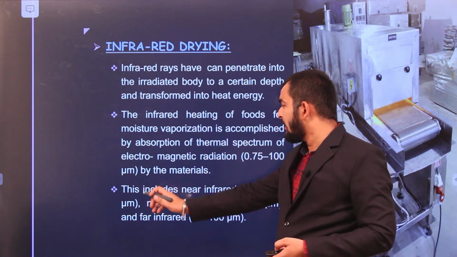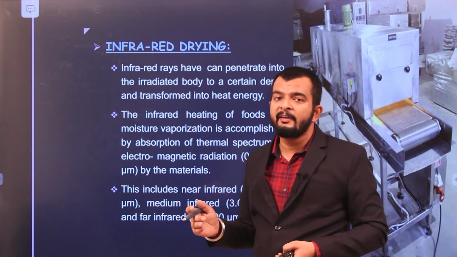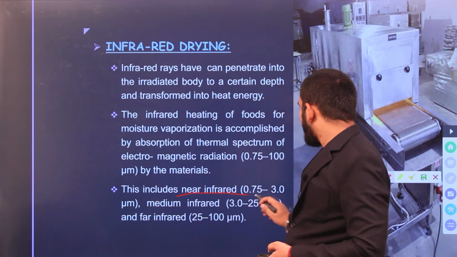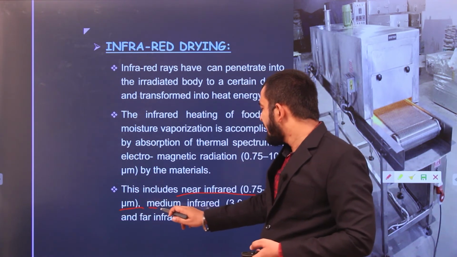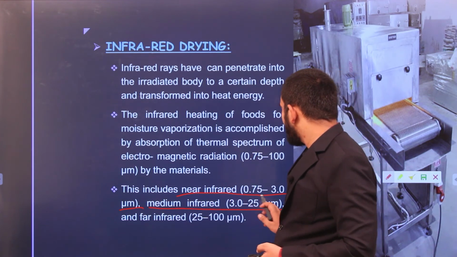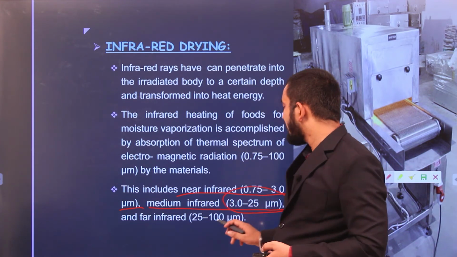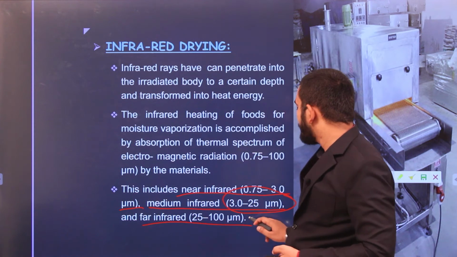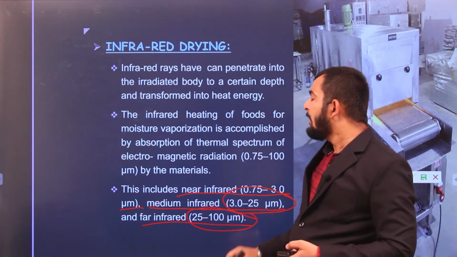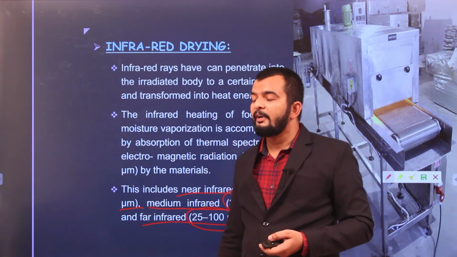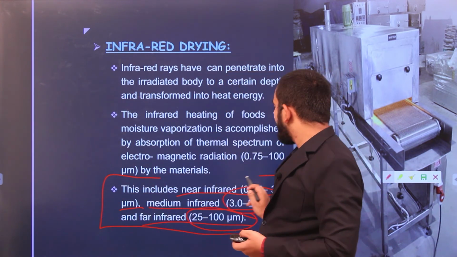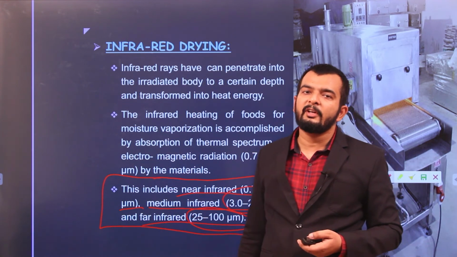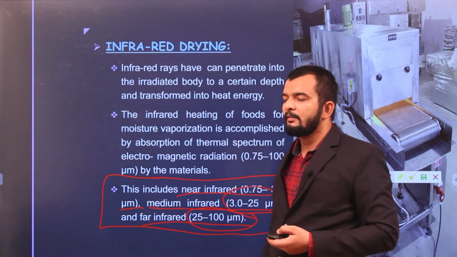There are three types of infrared radiation. One is near infrared radiation that lies from 0.75 to 3 micrometer. Then comes medium infrared radiation from 3 to 25 micrometer. Then far infrared radiation from 25 to 100 micrometer. So in case of drying of grains, you can utilize the whole spectra of infrared for the purpose of drying. Okay.